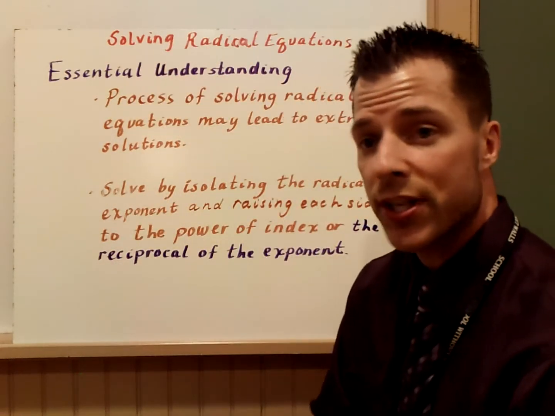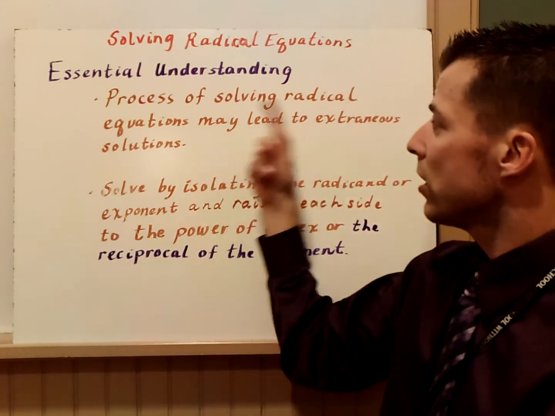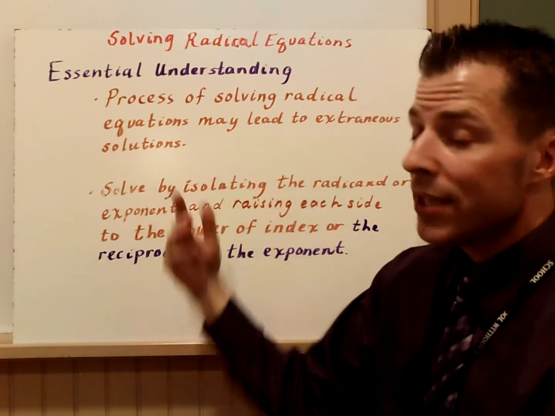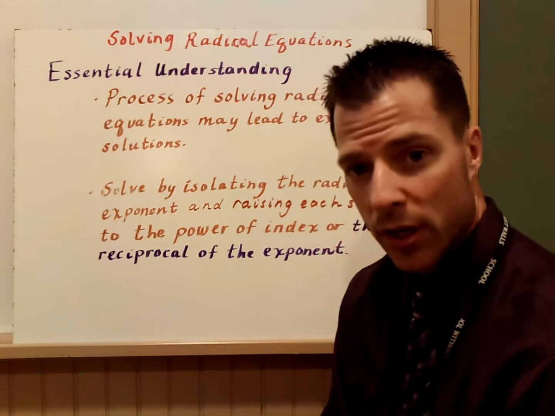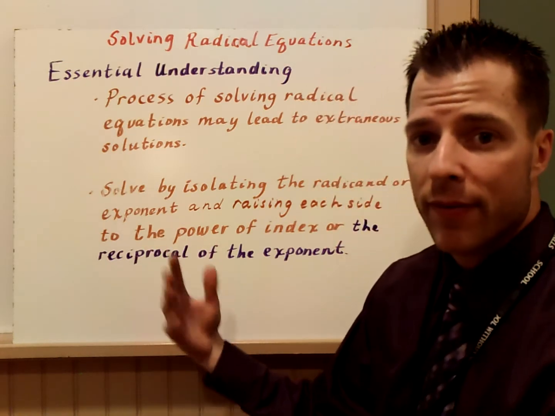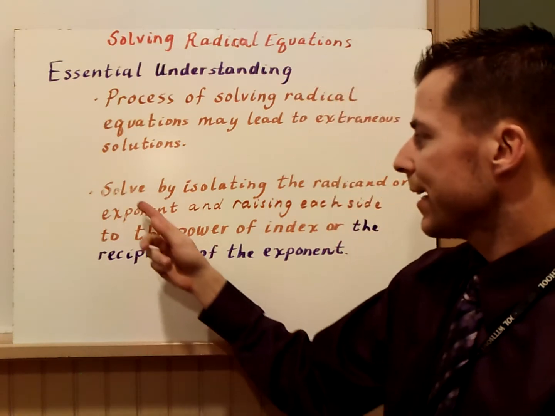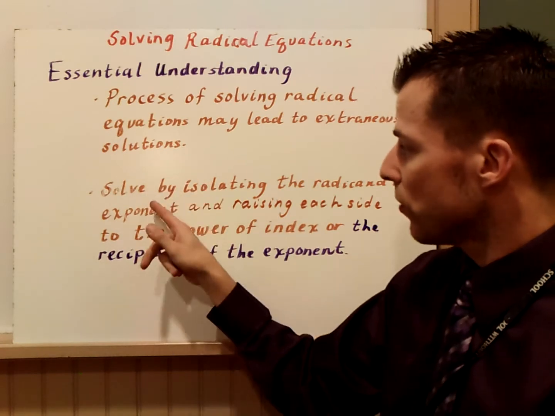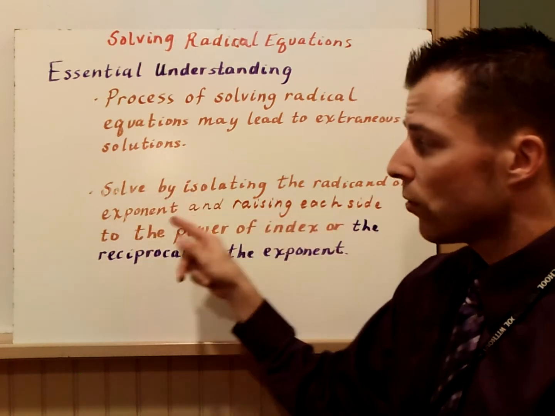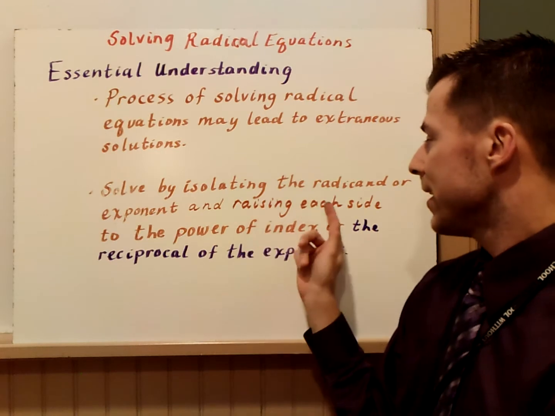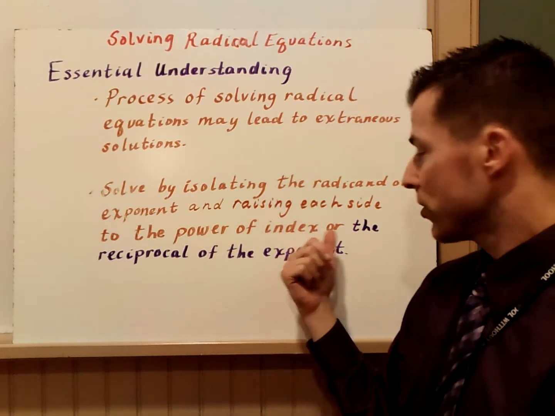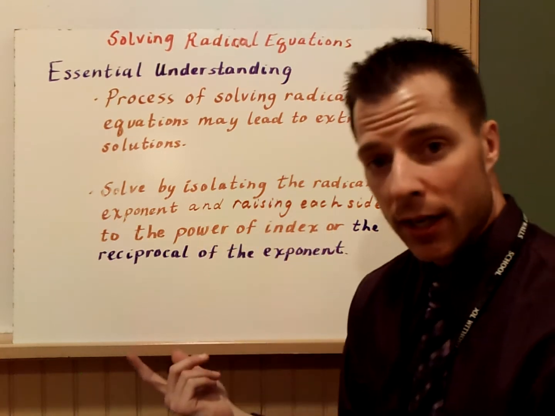What you have to understand today is that the process of solving radical equations may lead to extraneous solutions, and we'll talk about that later. That's usually when you have a variable on both sides. The second thing is you can solve these radical equations by isolating the radicand or the exponent and raising each side either to the power of the index or the reciprocal of the exponent.